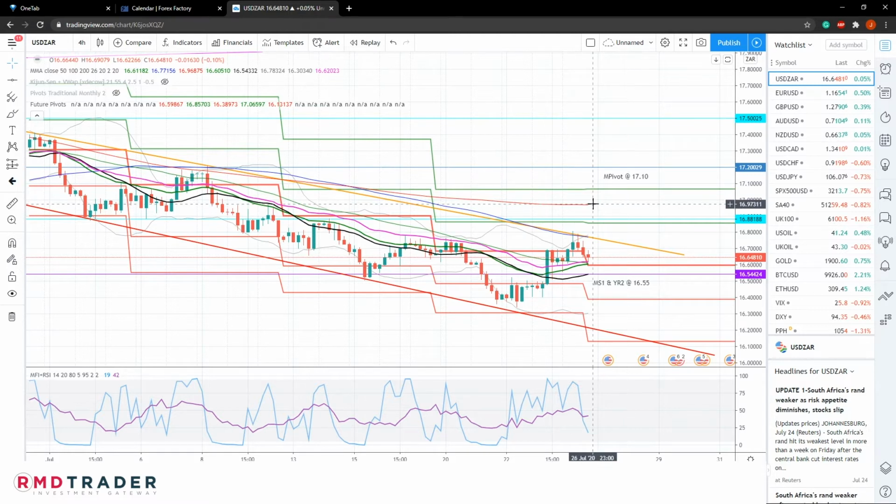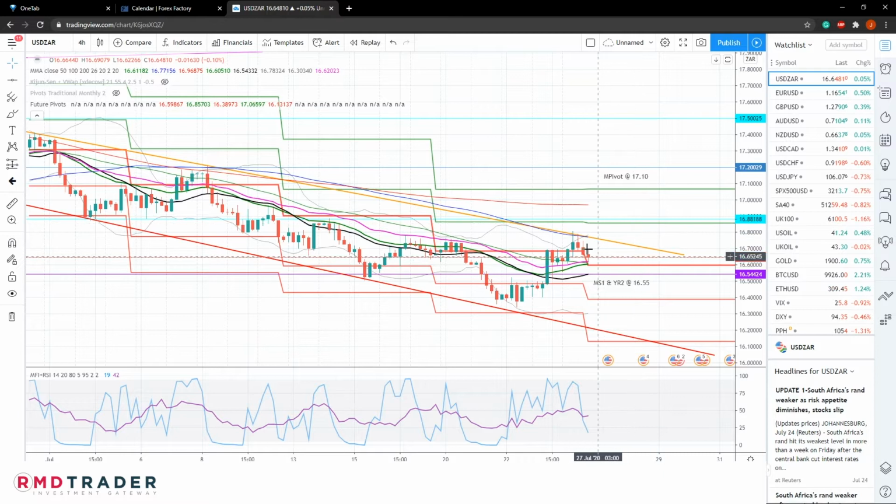Although it's also worth noting that we do have our 200 SMA at the 17 Rand area, so that is also an area that might act as additional resistance.